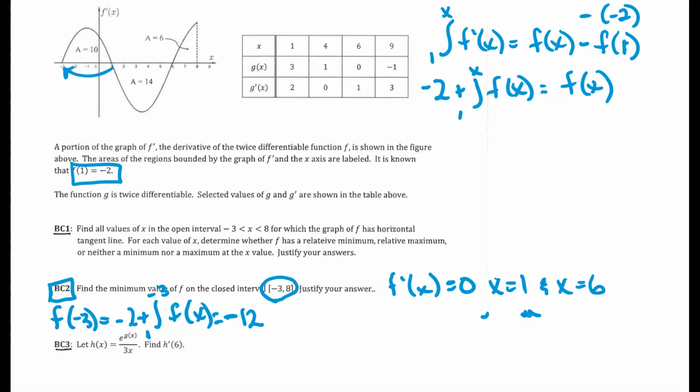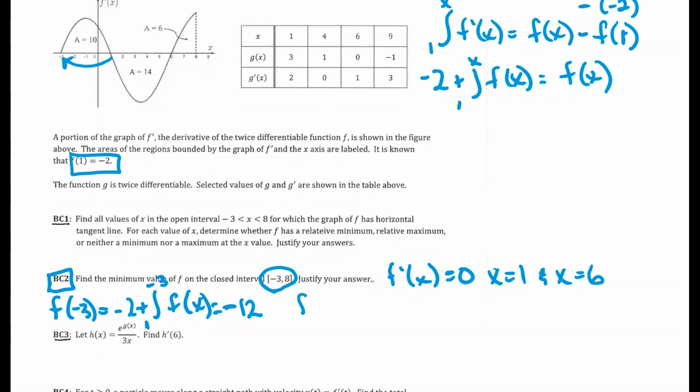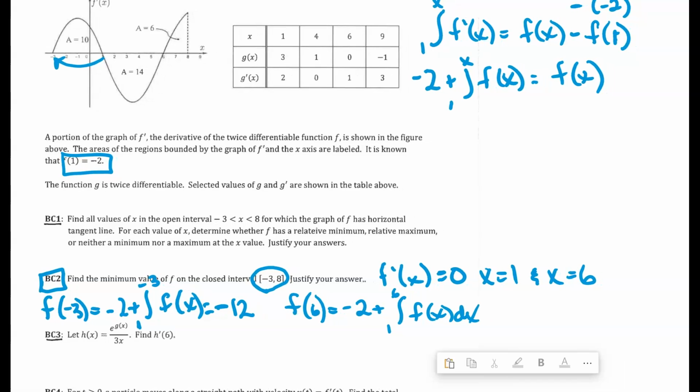Let me make some more room here. F of 6, our other potential min. Same deal, it is -2 plus the integral from 1 to 6 of f of x dx. And the integral from 1 to 6 is entirely below the x-axis. So its value, even though its area is 14, its value is -14. And so this is -16.